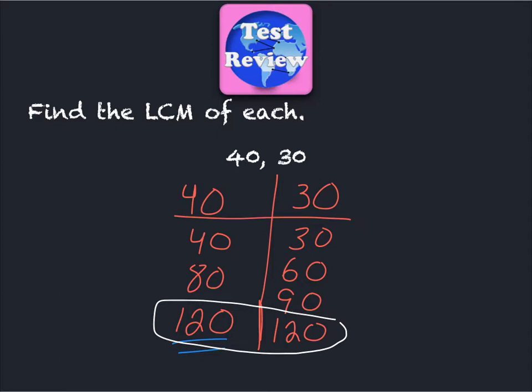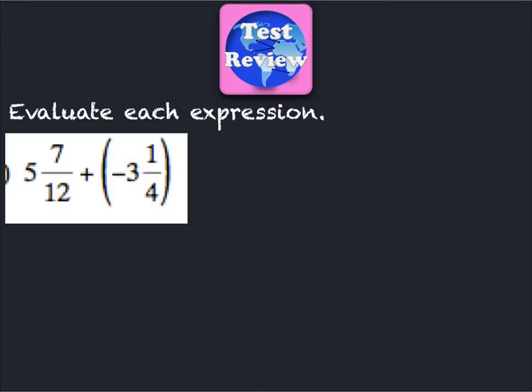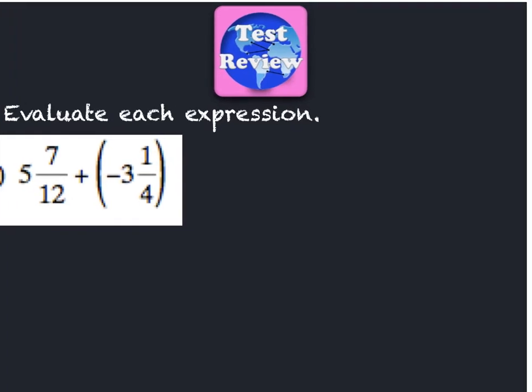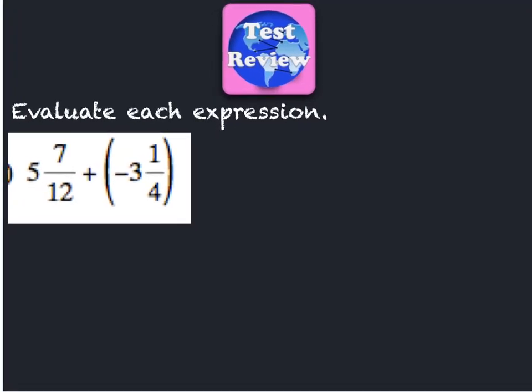So when you have these type of problems, just create that chart. Or if you want to do it with the factor trees, you can do it that way too, but I'd recommend that you just do it with this multiple chart, and you'd figure out your least common multiple will be 120.